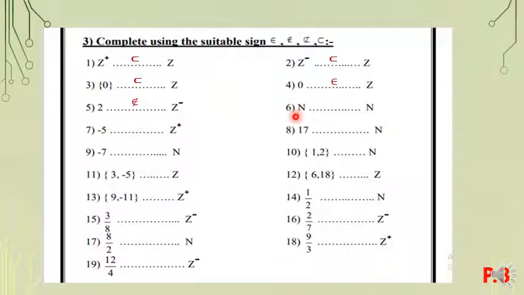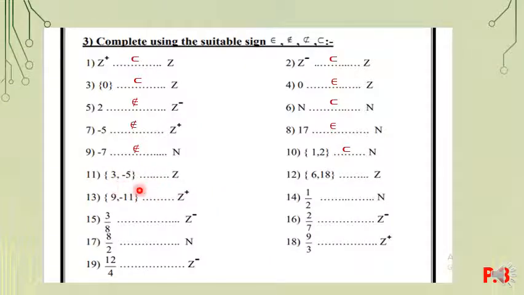Number 6, we have N and N. Any set is a subset of itself. Negative 5, Z positive. Here we have an element, so doesn't belong. 17 and N. We can find 17 in N, so belong. Negative 7 and N. Do we have any negative numbers in N? No, so doesn't belong. Here we have the set {1, 2}, and on the other side I have N. Can we find 1 and 2 inside N? Yes, we can, so this is subset.